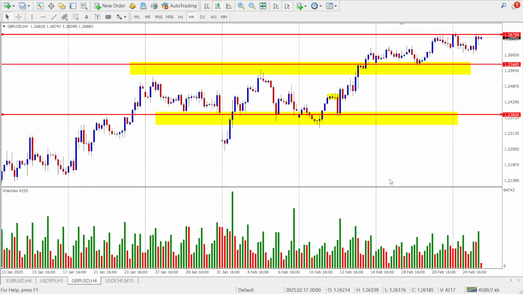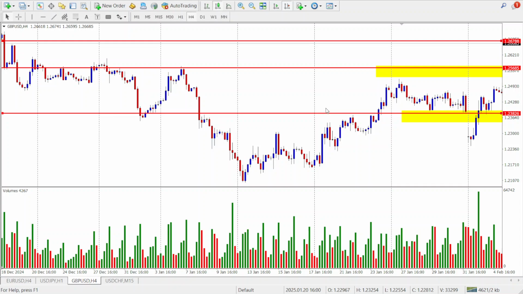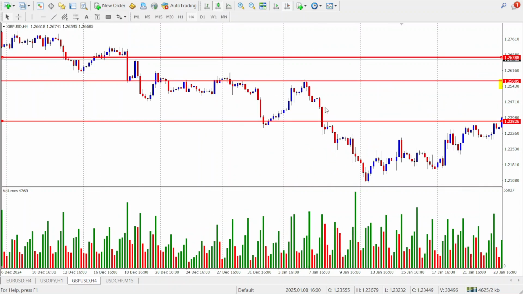Now, once you have identified your key levels, look for a strong breakout candle. The breakout should have a large body with minimal wicks.